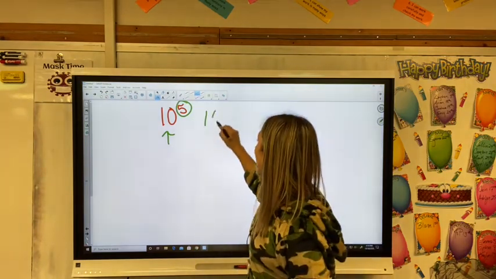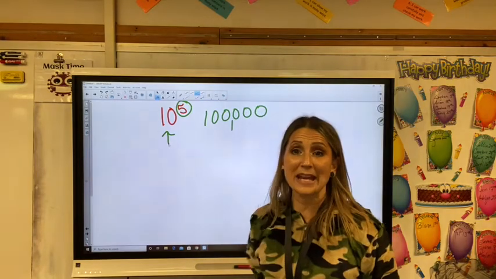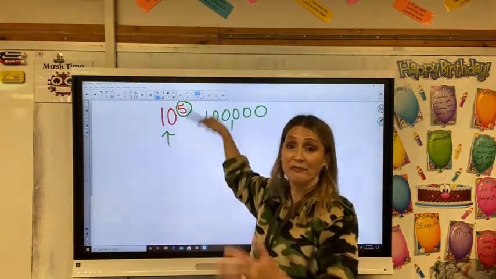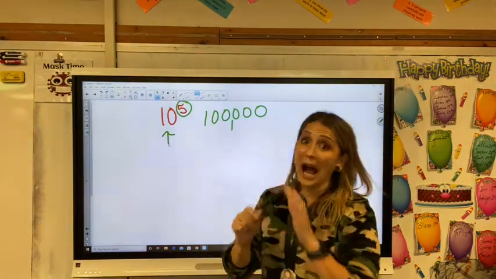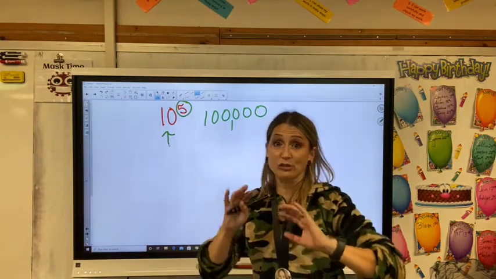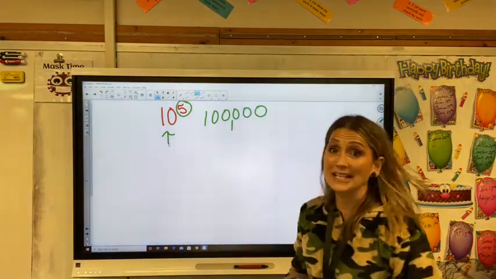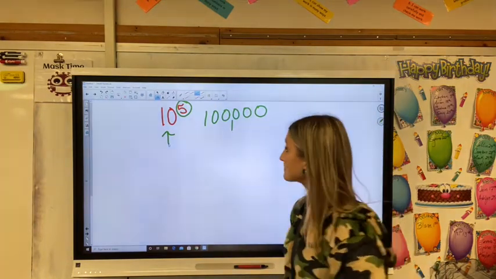So you go 1, 2, 3, 4, 5. And that is your answer, that 10 to the 5th power equals 100,000. Now, I want to break it down to you just a little bit further than that and truly explain to you what is a power and what does it mean to use an exponent.